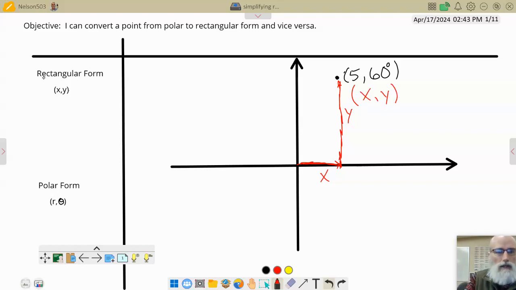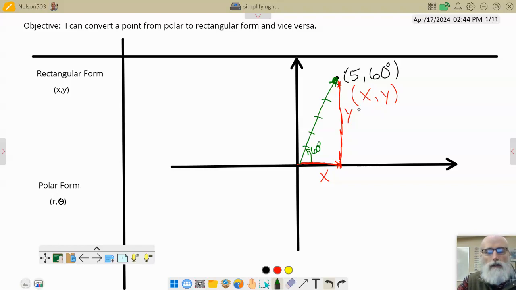That's the rectangular form. So when it says convert from polar form, it's going to be an R theta, like it's 5 away from the pole at 60 degrees. So let's look at what that looks like. 5 away in this direction. So that's our 60-degree angle right there. I don't know if I'm going to do a very good job estimating this. 1, 2, 3, 4, 5. Okay, so let's say that's where our point ends up. It's 5 from the pole at a 60-degree angle. But our goal is to get it in terms of X and Y.